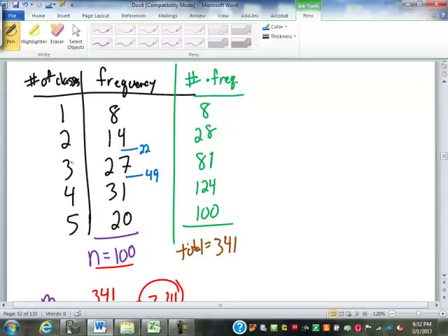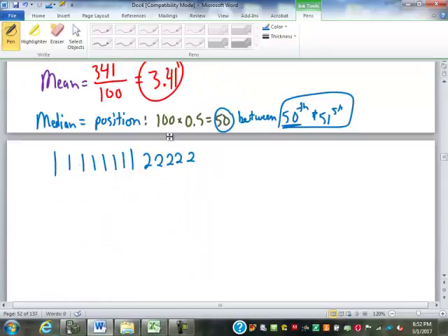I've got 8 ones. The last one is the 8th number, right? I have 14 twos. The last 2, with 8 ones and 14 twos, is the 22nd number. Then I have 27 threes. Well, 27 threes on top of the 22 I already have is at 49. The last 3 is the 49th number.